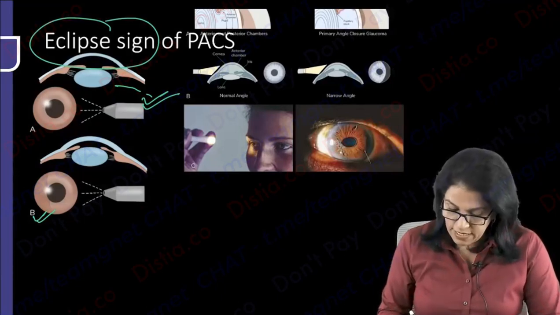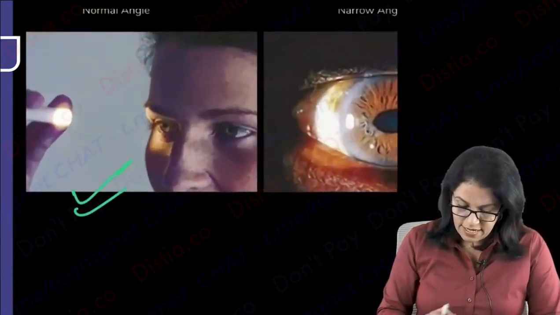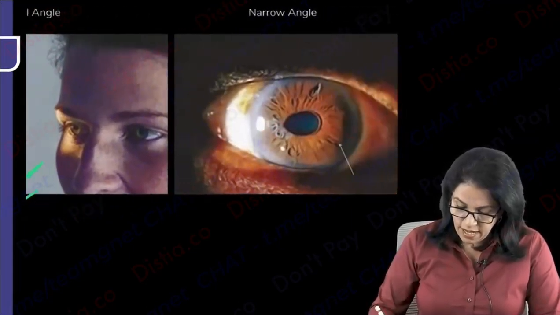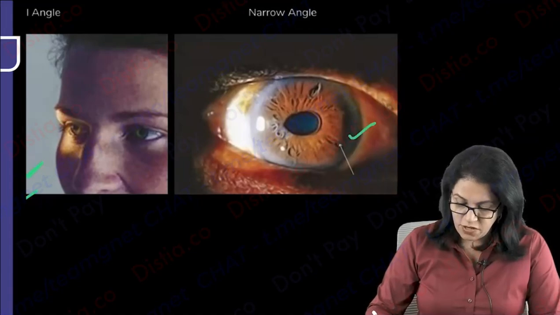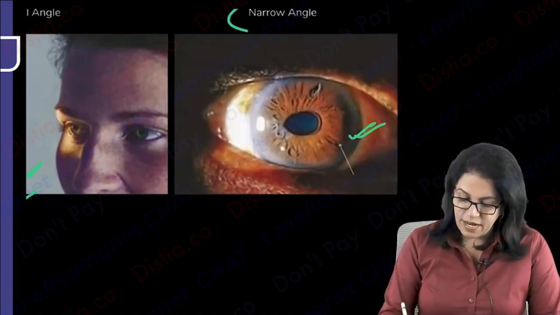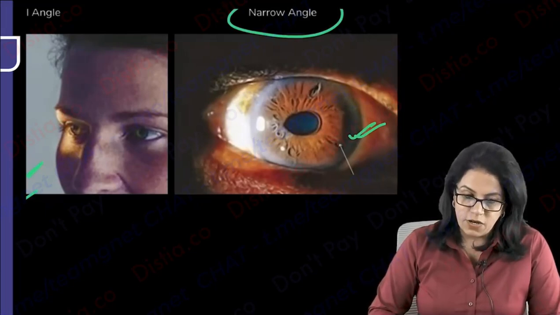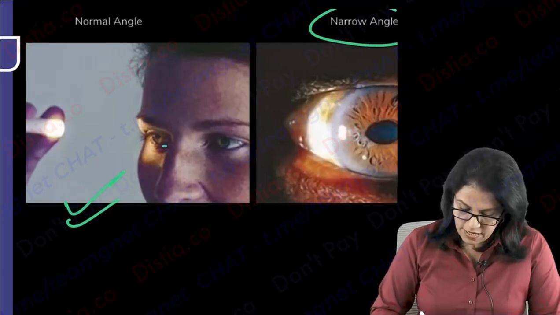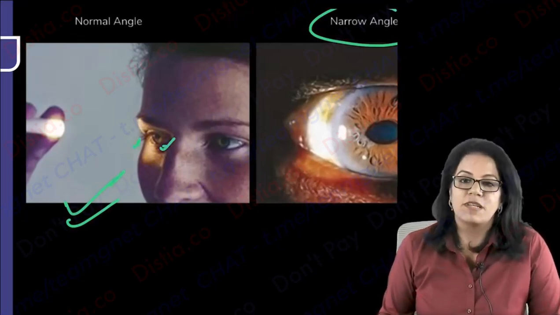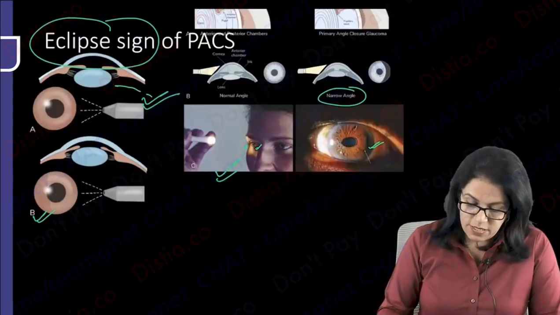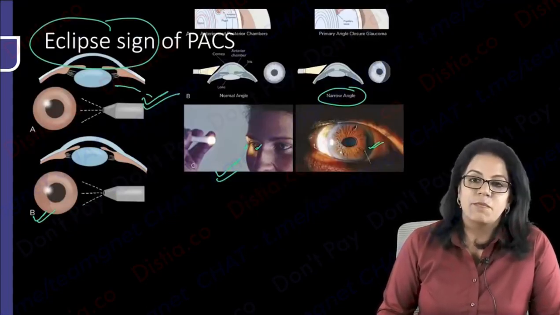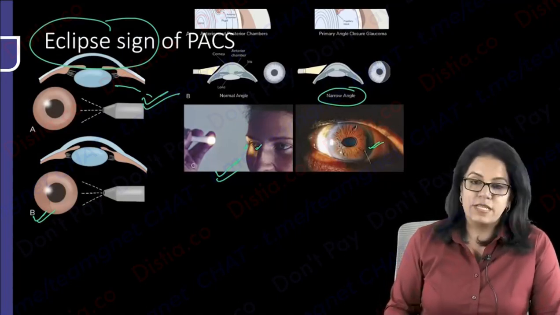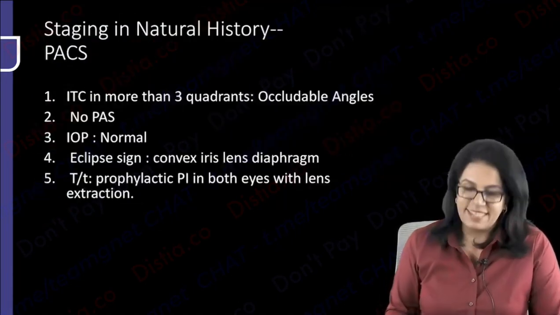Look here. This is how I am examining this patient, right? When I am examining with the torchlight, what I see is that in one half the light is not reaching. So it's a narrow angle. But if the light reaches from here to here, here also, here also, then it becomes a normal angle. So this is what is called the eclipse sign in PACS. Okay, so these are the findings of PACS.